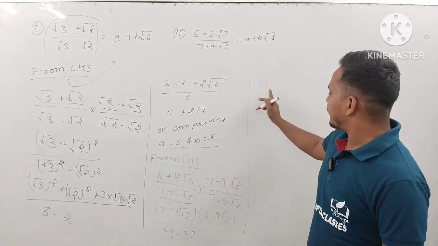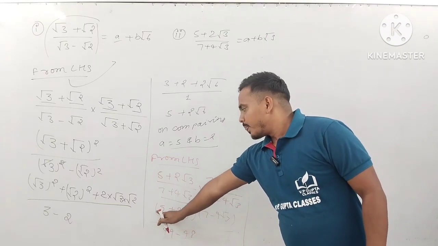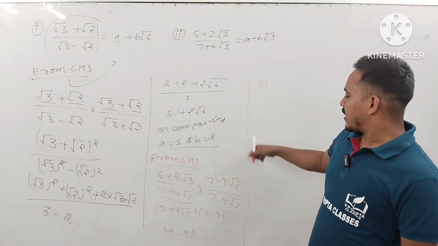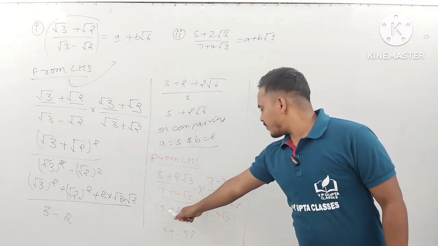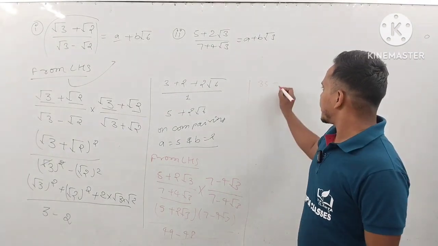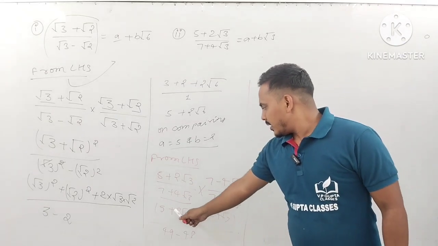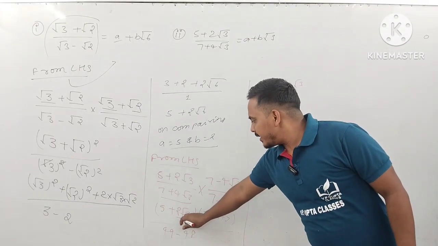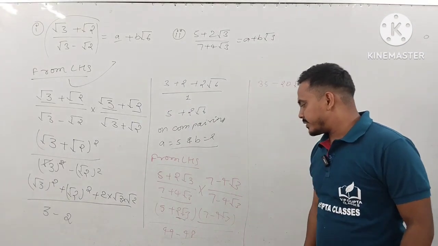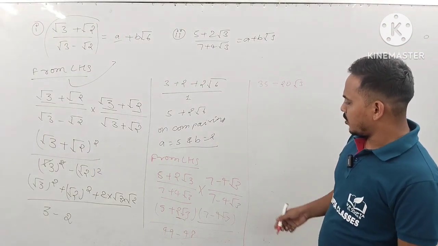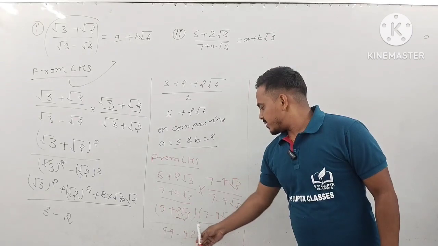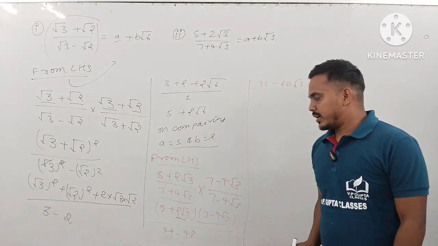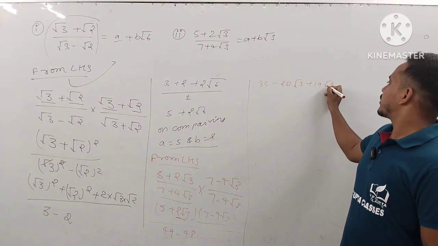5 sevens are 35, and positive into negative sign becomes negative, and 5 fours are 20 root 3. Okay, now we multiply by these numbers in both, 7 minus 4 root 3 again. So plus into plus means that plus, and 2 sevens are 14, means that 14 root 3.